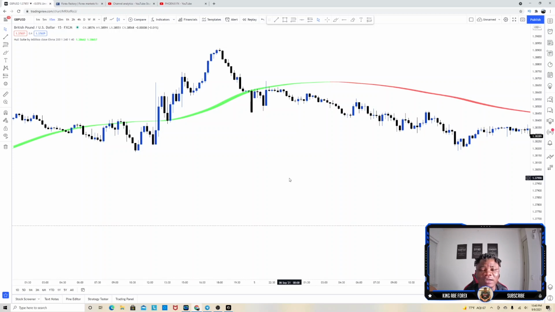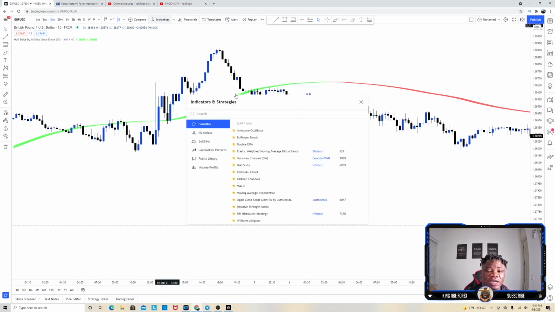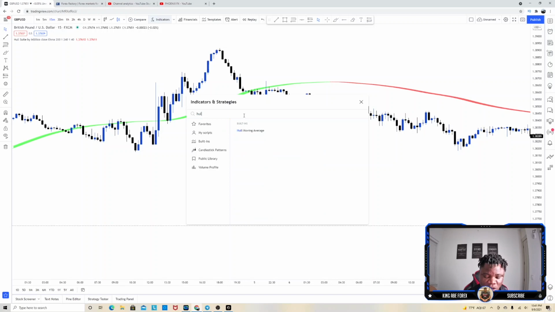So now, if we take a look at my chart here, this indicator right here is called Hull Suite. At the end of this video, I'm going to show you guys my recommended settings that you need to use with this indicator. To add this indicator onto your chart, you go here to indicators and you search for Hull Suite, and it's going to be the first one, and then you just add it to your chart.